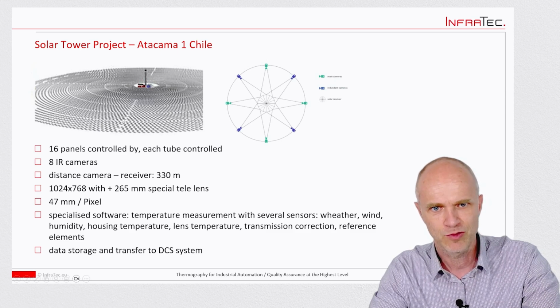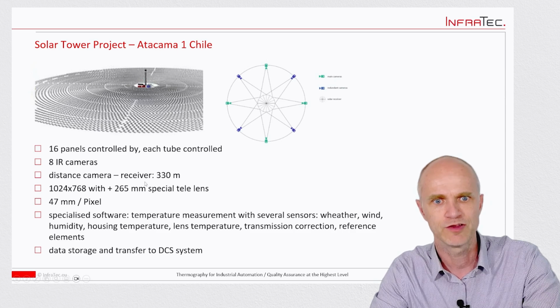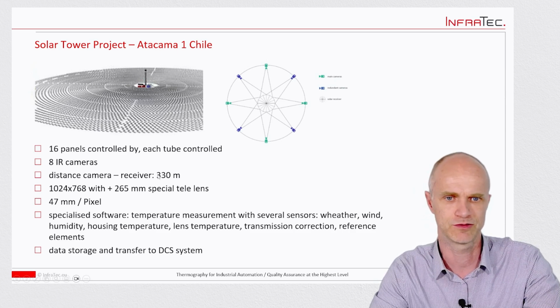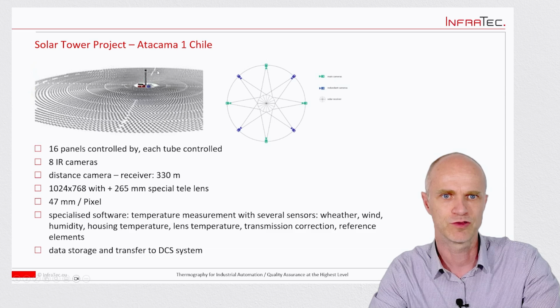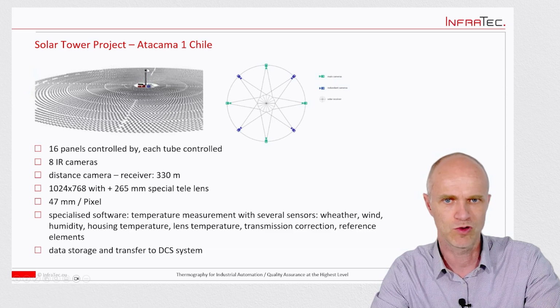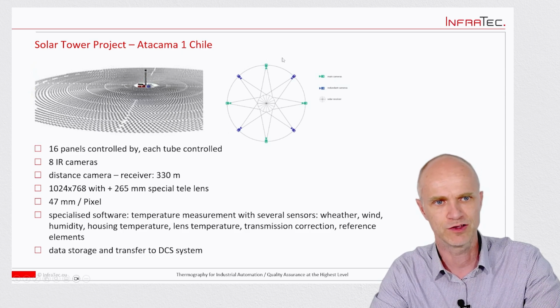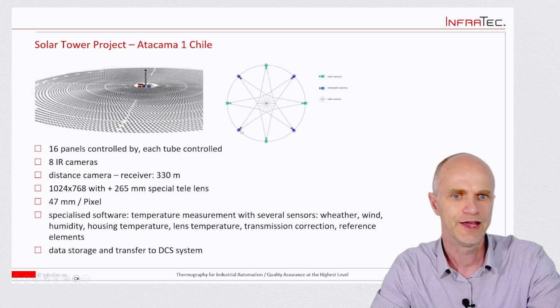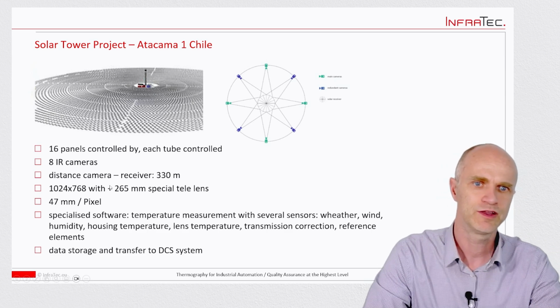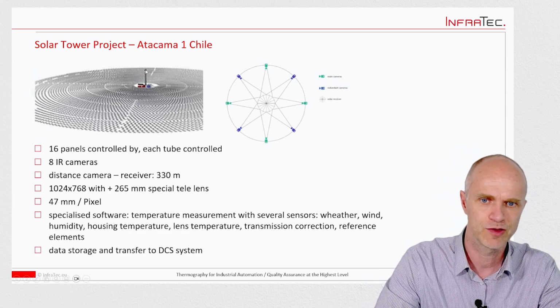So the distance from the camera to the absorber is about 330 meters. And this means, because we have to detect the absorber all around the tower, we have 8 cameras located all around the tower, and they are controlling the single tubes of this absorber.